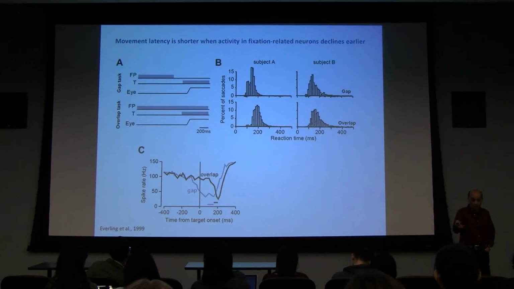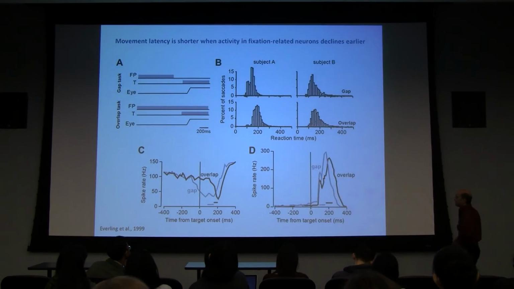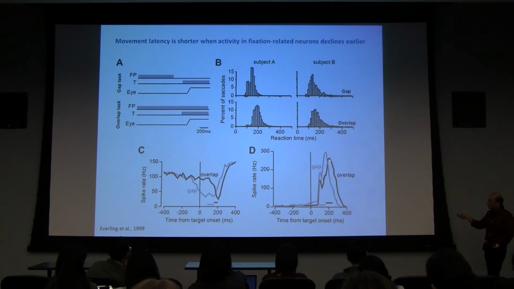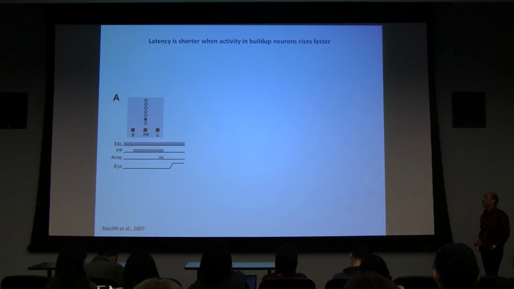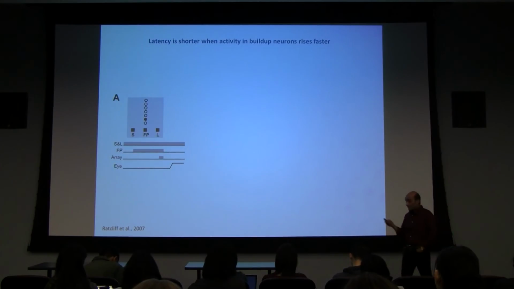That gives you a reason to think you're going to make a reaction time faster in the gap task. In the intermediate layers, where the activity is encoding the movement, you see, in the gap task, it begins to rise a little bit earlier than in the overlap task. And it reaches its peak earlier than the overlap task. Big difference in the fixation-related neurons. Okay, so reaction times reflect it. So we see an example of that.